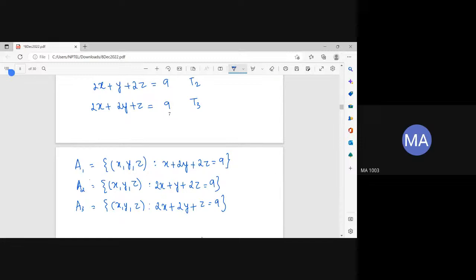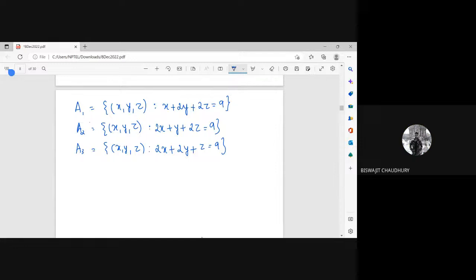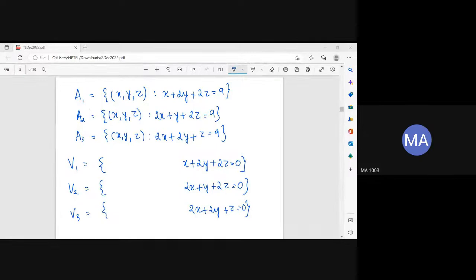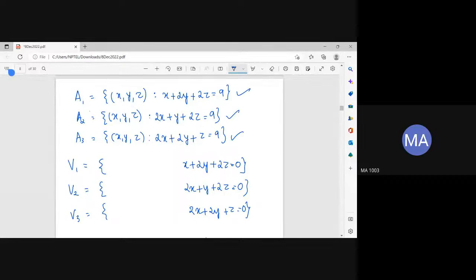What are the underlying subspaces? Equal to zero on the right side. So V1 will be the same thing: x plus 2y plus 2z is equal to 0. Yes, you'll bring it back to the origin. V2 is 2x plus y plus 2z is equal to 0. And V3 is 2x plus 2y plus z is equal to 0. So we have found all the things that are needed. Now we are bringing it back to 0 because the origin is not there. These are the translated spaces. I want to bring it back to the subspace which passes through the origin.